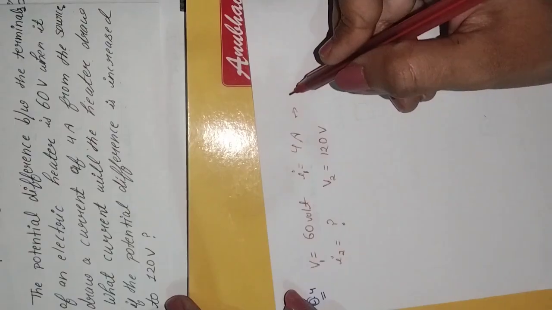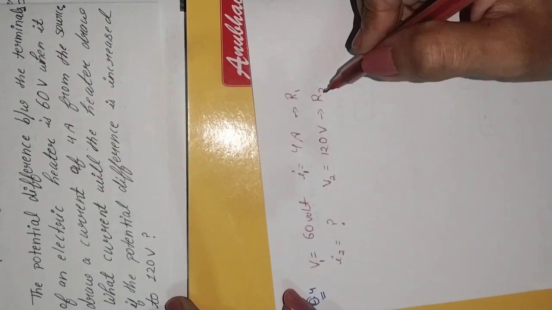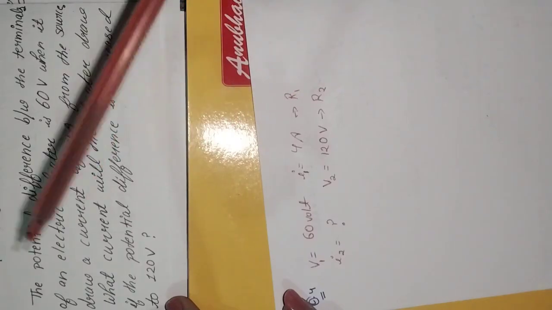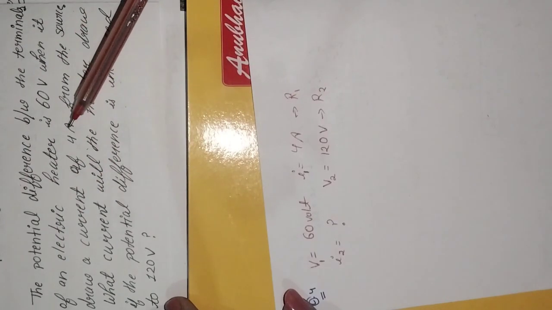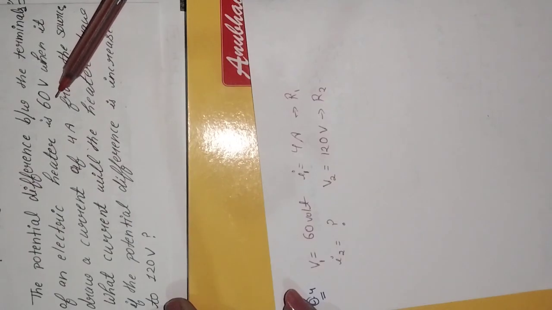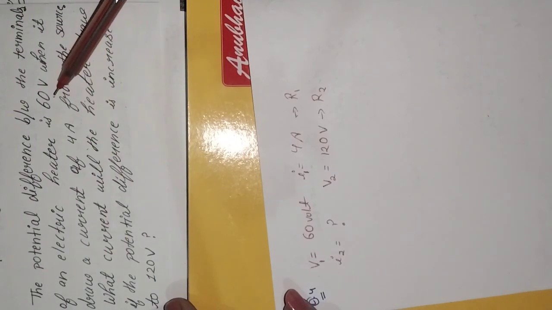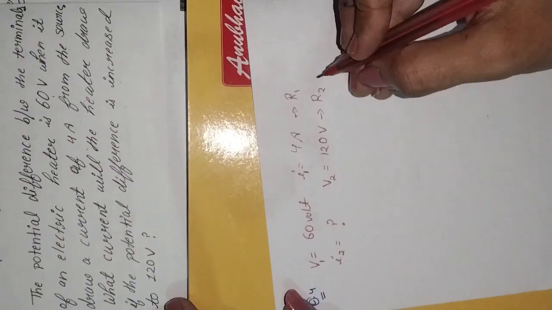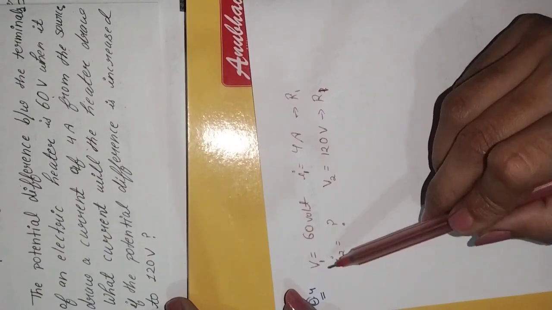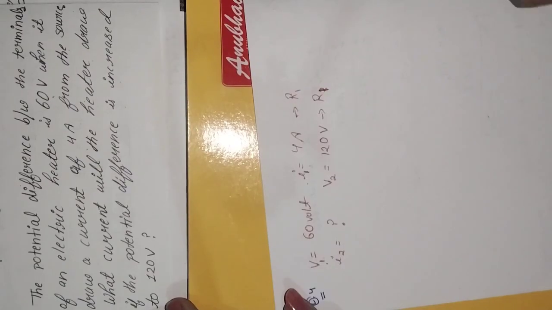So first find the resistance R1, then find the resistance R2. First read the question again. The potential difference between the two terminals of an electric heater is 60 volt. एक हीटर है जिसका वोल्टेज कितना है, जिसके टर्मिनल्स के बीच में पोटेंशियल डिफरेंस 60 वोल्ट्स when it draws a current of 4 ampere. जब 4 एम्पियर की करंट है तो वोल्टेज 60 वोल्ट है. From the source, what current will the heater draw if the potential difference is increased? हीटर तो सेम है तो रेजिस्टेंस क्या होगा, सेम है, मींस R1 और R2 बराबर होंगे. So first you can find the resistance by V1 and I1, then you can put the value of R1. That's all.